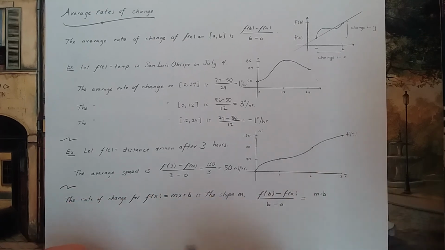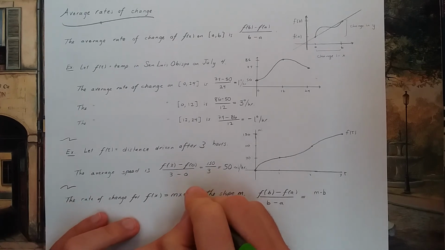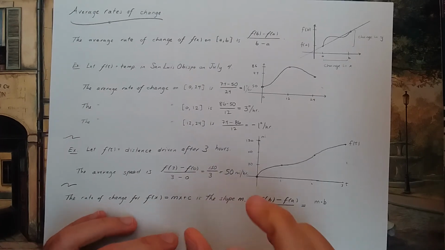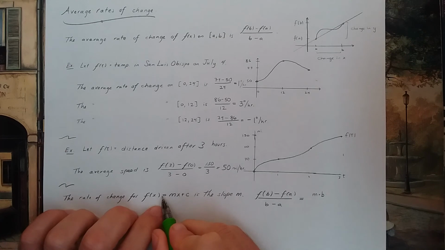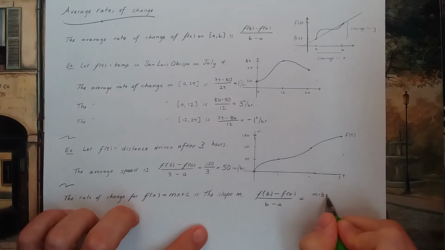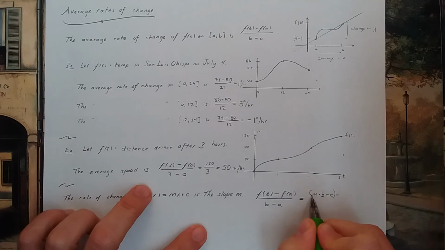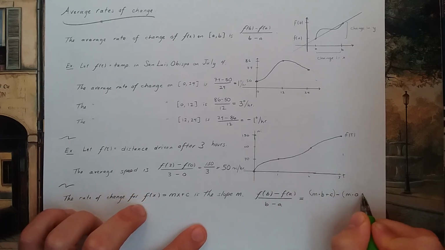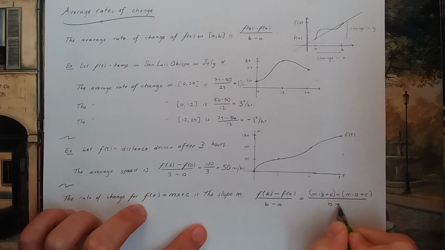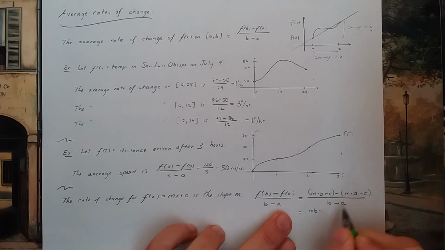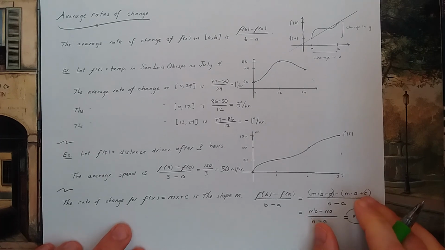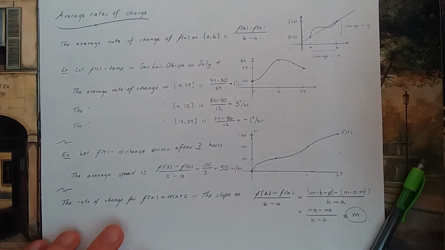Actually, I'm using b in two different contexts here. I just noticed that. So let me change this function to mx plus c, just so I don't get this c and that b confused. So if I plug in x equals b, I get mb plus c, and I subtract f of a, which would be m times a plus c, all over b minus a. And if you notice, I get mb minus ma, the c's cancel, over b minus a, which simplifies to just m. Okay, so there's a very brief introduction to average rate of change.